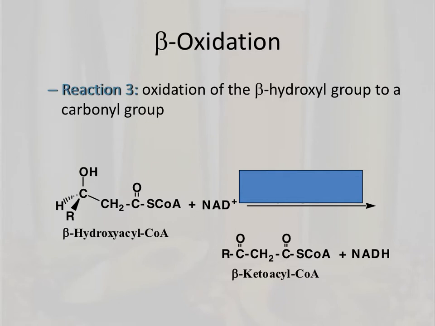So here's reaction 3. We oxidize it once again. So it goes from beta-hydroxyacyl-CoA to beta-ketoacyl-CoA. Hopefully you see the pattern here that's going on. We have an NAD going to NADH, where you can go make up to how many ATPs? 2.5.